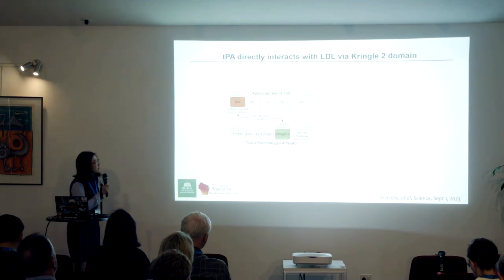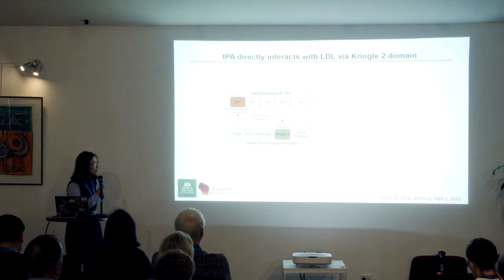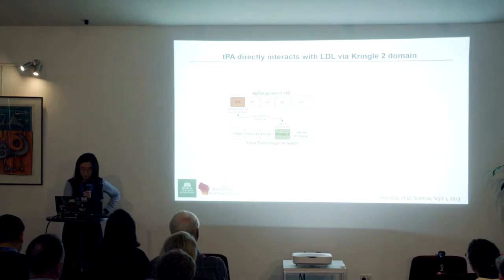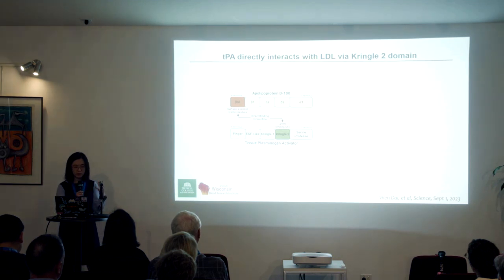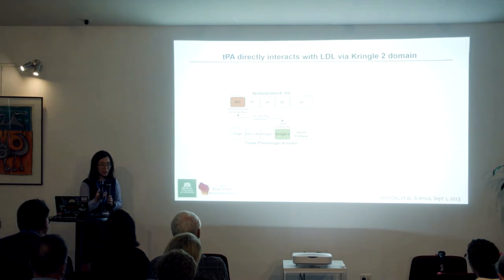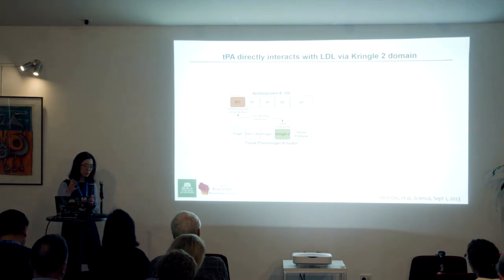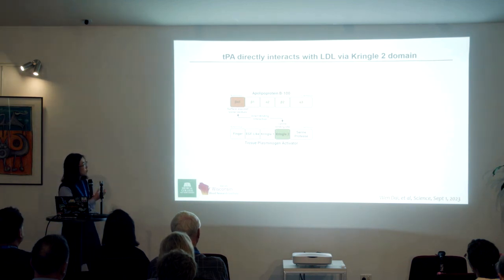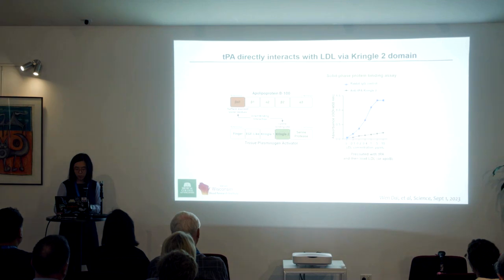So what's the mechanism? We know that the TPA has a lysine binding site on the Kringle2 domain. And ApoB actually has a lysine exposed region on its N-terminus where the ApoB can be lipidated by the MTP, the lipid transfer protein. So the hypothesis is whether the TPA lysine binding site can directly interact with the lysine residues on the ApoB N-terminus and then block the lipidation of ApoB.